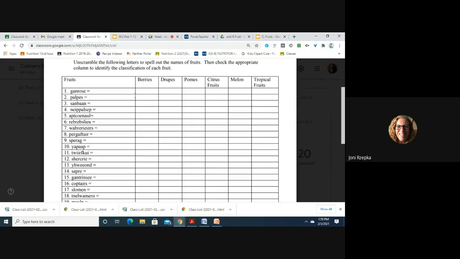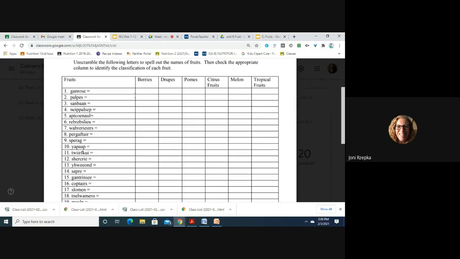I'll give you a hint. It starts with an O. What fruit starts with an O? I'll give you a hint: O-R. What fruit begins with O-R? Orange. Okay, thank God. Orange.